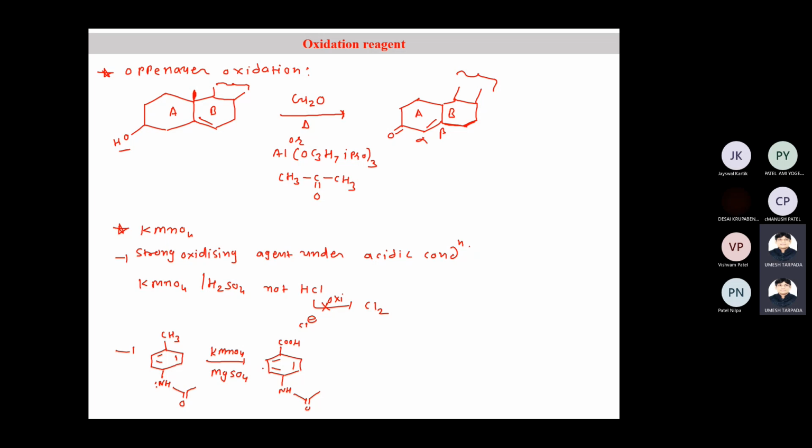Aldehyde can also be oxidized under basic condition, followed by acidic hydrolysis. Aldehyde gets converted to carboxylic acid by using KMnO4, OH minus. First step is basic, and the second step is acidic hydrolysis. So these are various applications of KMnO4 as a strong oxidizing agent.